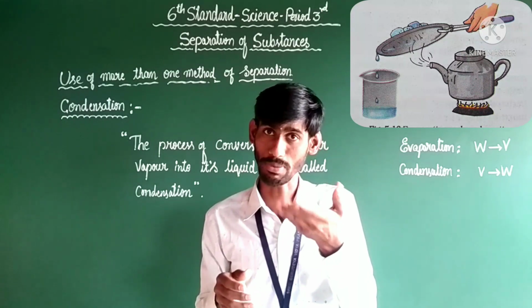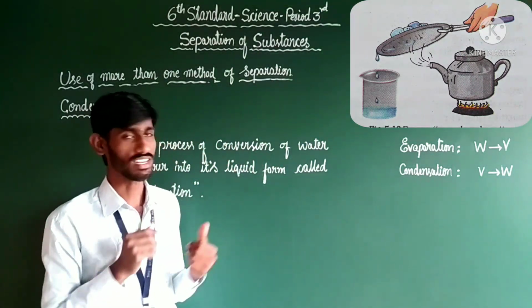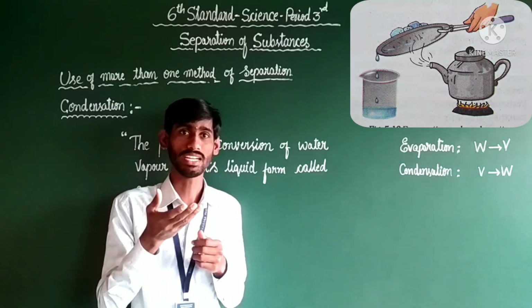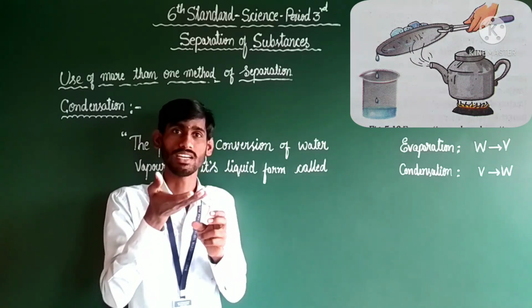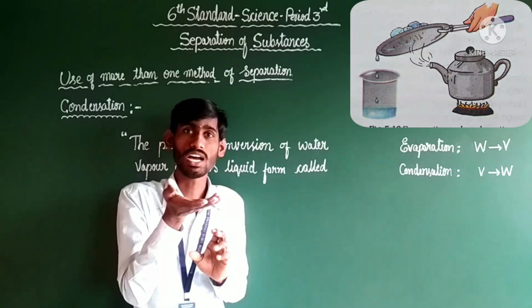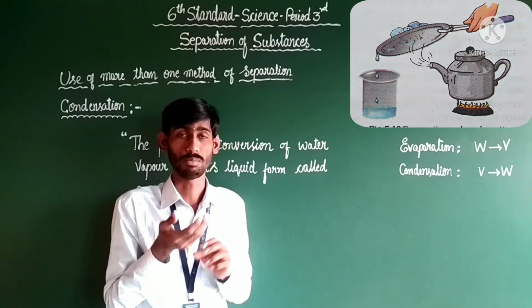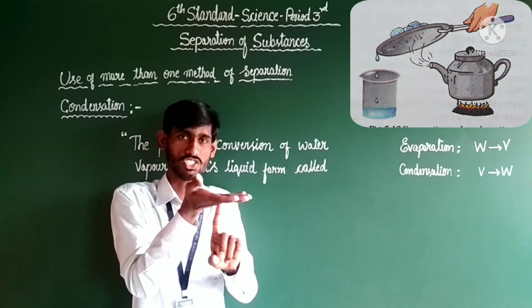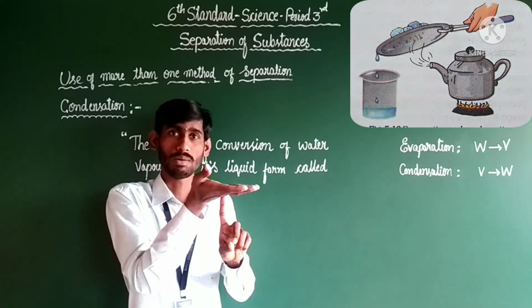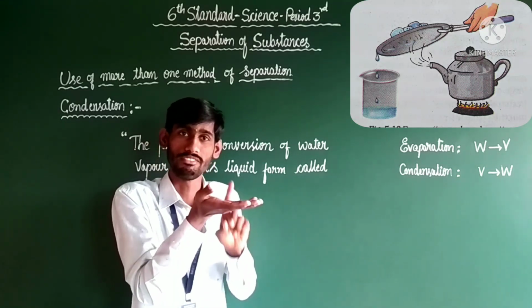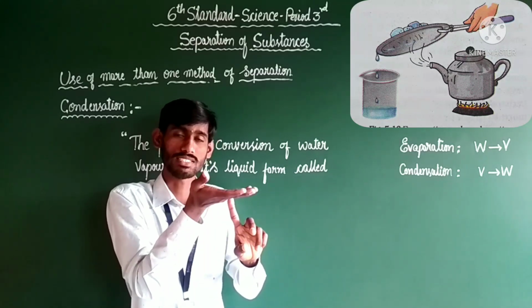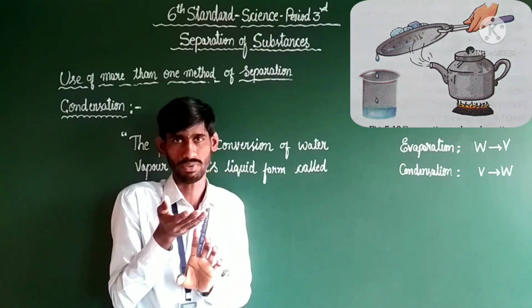Dear children, just observe the picture here. Take a plate and hold the plate along with ice above the spout. Finally, the steam touches the plate. The plate has been completely cooled. When the steam reaches the cool plate, the steam is converted into water droplets.